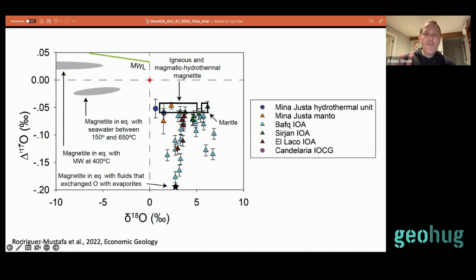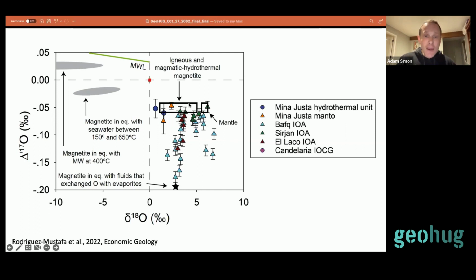Now we're measuring oxygen 17, and the diagram is busy, but I just want to highlight here on the right side of the diagram, purely igneous and magmatic hydrothermal magnetite would plot inside this rectangle. The smaller rectangle on the right represents mantle values for cap delta 17 oxygen versus delta 18O. And what the 17 oxygen isotope data allow us to do is see the effect of post-mineralization alteration of magmatic hydrothermal and igneous isotopic signatures by external fluids such as meteoric or basinal brines.